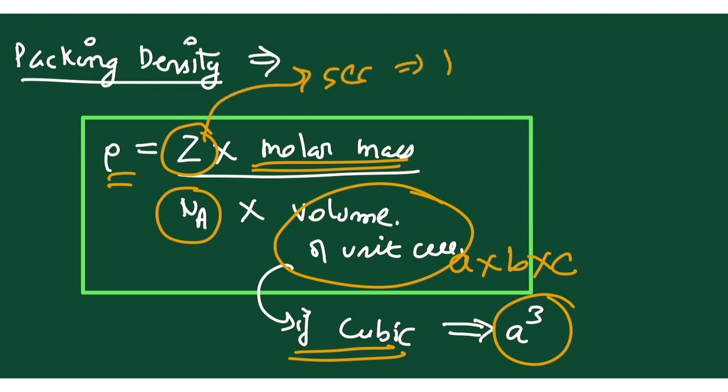For SCC, it is 1. BCC, it is 2. For FCC, it is 4. For HCP it is 6, and so on. Okay.